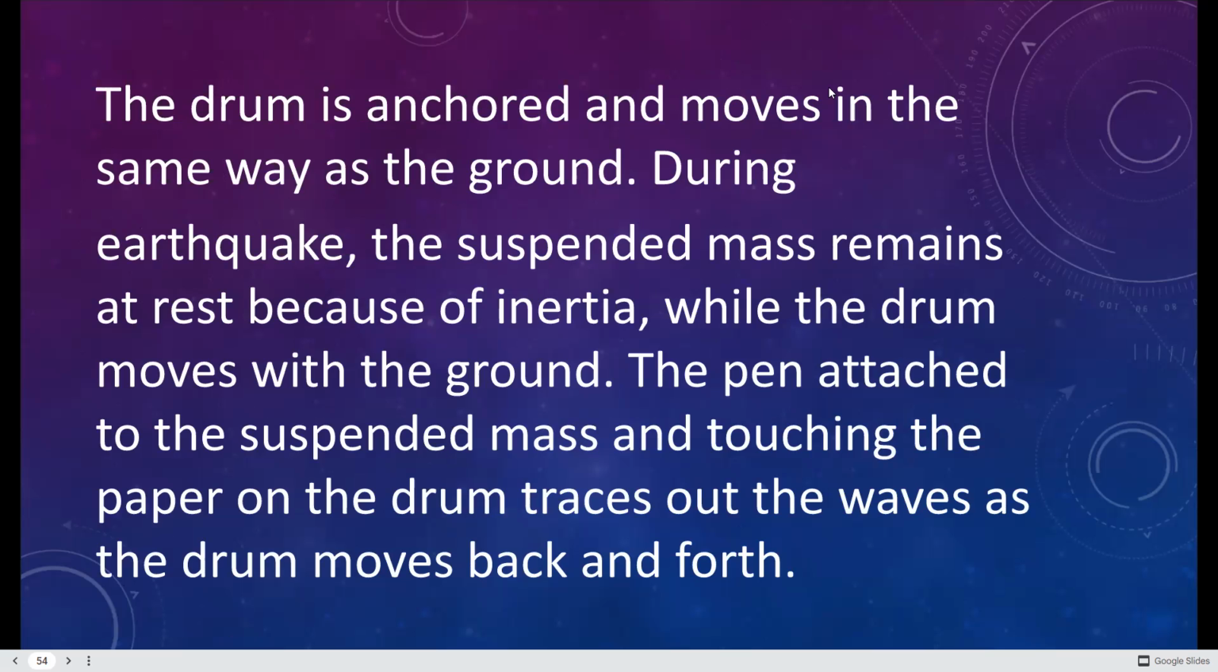During an earthquake, the suspended mass remains at rest because of inertia. Remember inertia? What is the concept of inertia again, grade 10? This is actually the lesson of grade 9. This is the first law of motion by Newton, the law of inertia. So what is the law of inertia again? Any idea, grade 10? How about others?